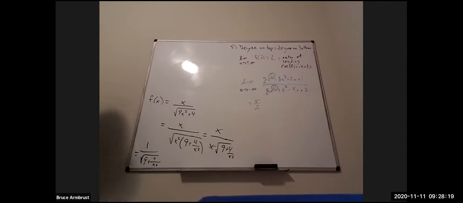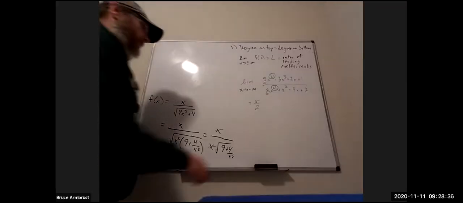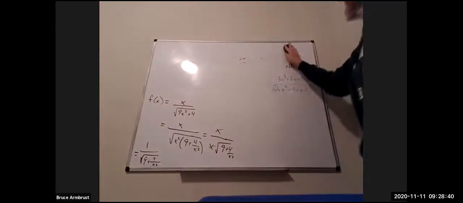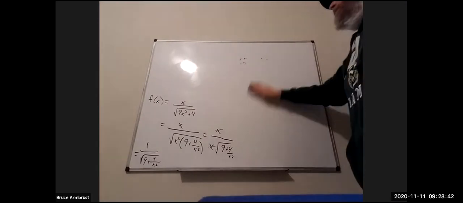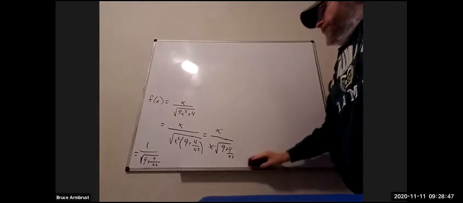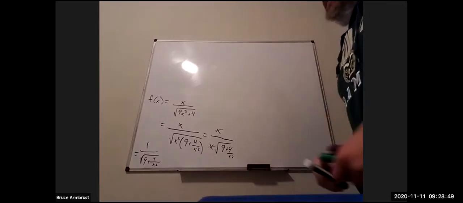Okay, so this was just a little bit of algebra, got us here. But now, can you tell me what happens as x goes to infinity? What happens to this? It reduces to 1/3. It just ends up being 1/3, because as x goes to infinity, the 4 over x squared is going to go to 0, like we saw before. And we're going to be left with 1 over the square root of 9, which is 1/3.